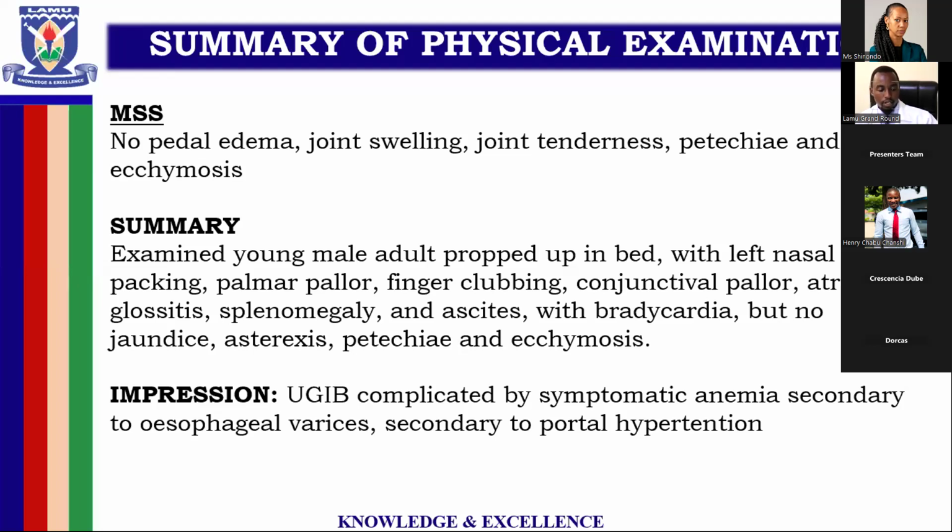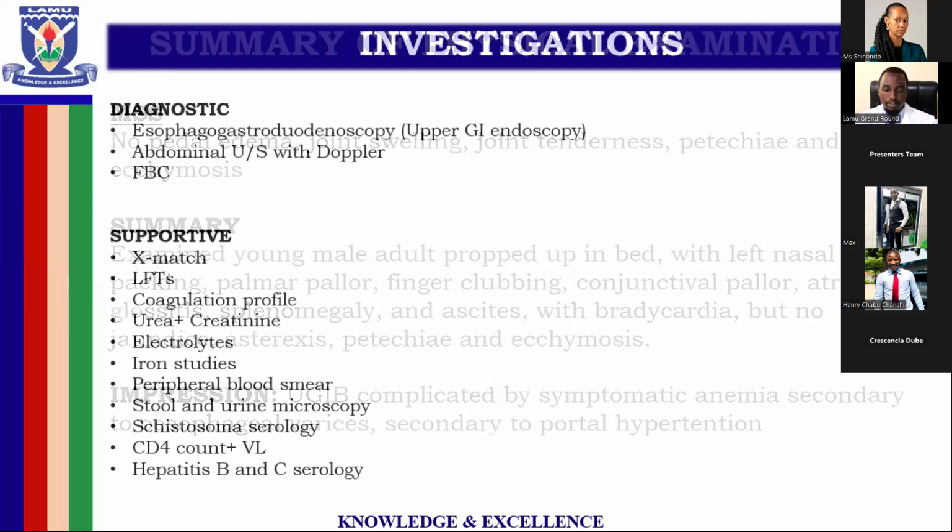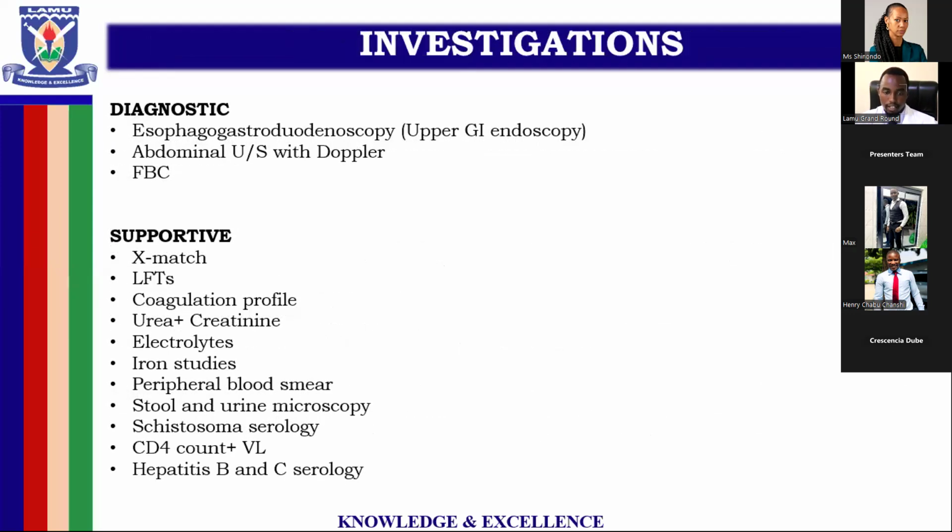The investigations, we are going to look at diagnostic and supportive investigations. I would want to say that the only results that were read by then are the full blood count and the upper GI endoscopy. The rest of the results were not yet read by then. So for the ordered diagnostic investigations, we have the gastroduodenoscopy, which is the upper GI endoscopy.